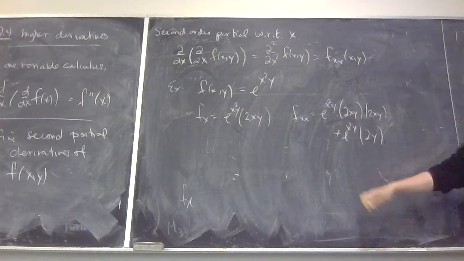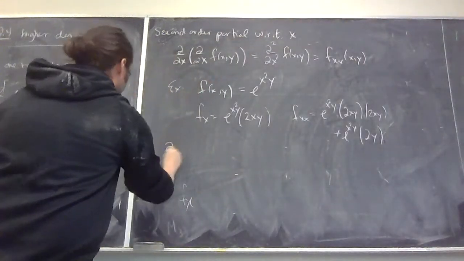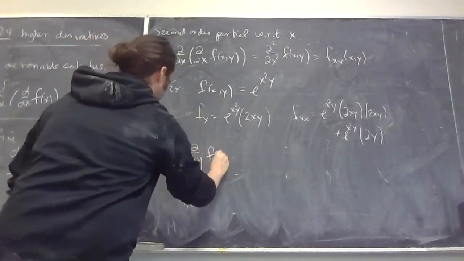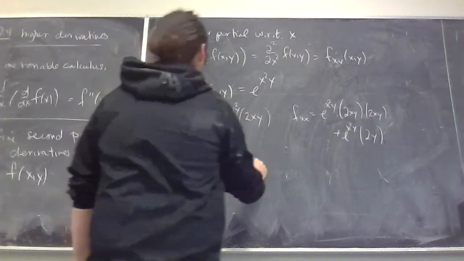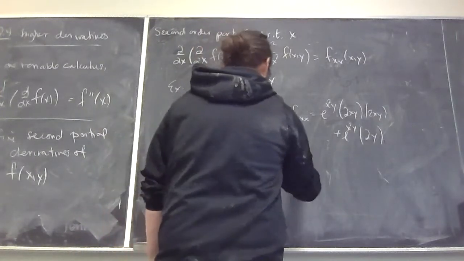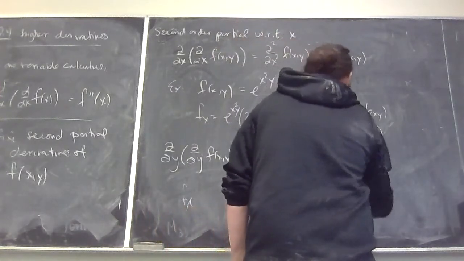Likewise, d by dy of d by dy of f of x and y is equal to d squared by dy squared of f of x and y, which is fyy.